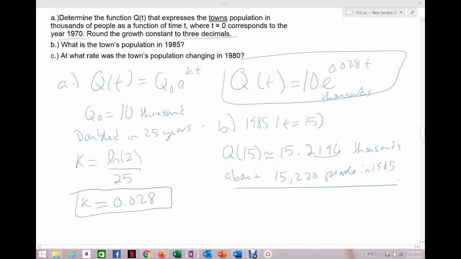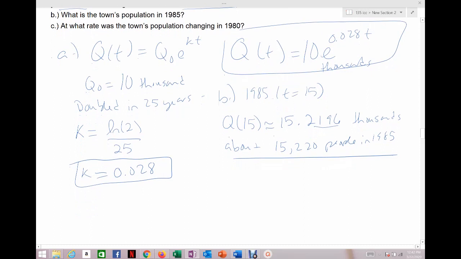Part C, at what rate? This one's asking for a derivative, which we actually haven't really done for these problems, because in the first set that we did, we were given the derivative, and the last problem I didn't ask it. So this is actually the first one where we're asking you to find the derivative. We're asking for a rate, which means the derivative. So I need to find my derivative at 1980, which would be time 10. I plug 10 into my derivative.